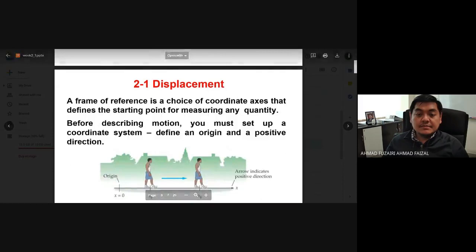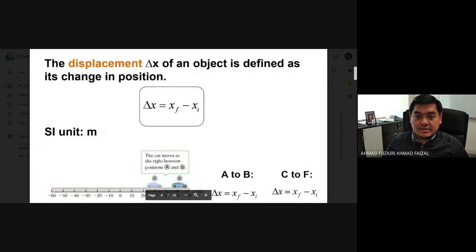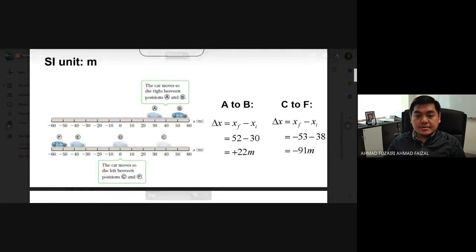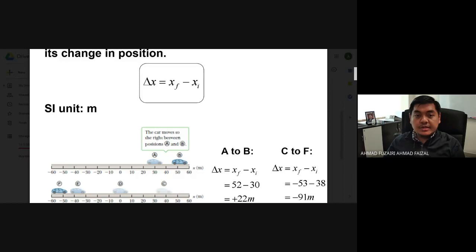This is the displacement, where the displacement delta x of an object is defined as the change in its position, which means delta x equals final position minus initial position, with the SI unit of meters. We need to emphasize delta x. Normally in your school days you use s as the displacement, but starting from now, please change to delta x. Delta means change, while x is the position, meaning change in position: final position minus initial position.